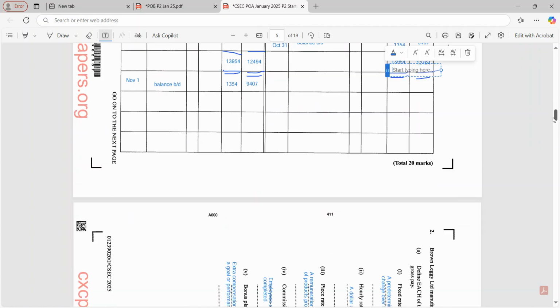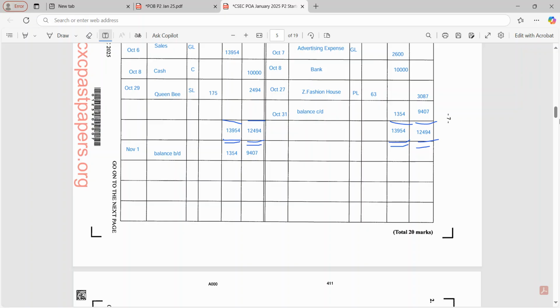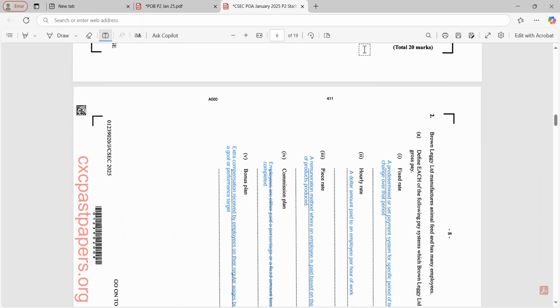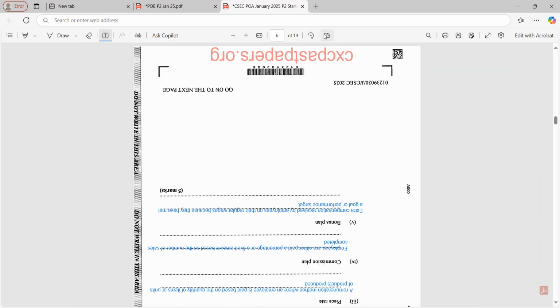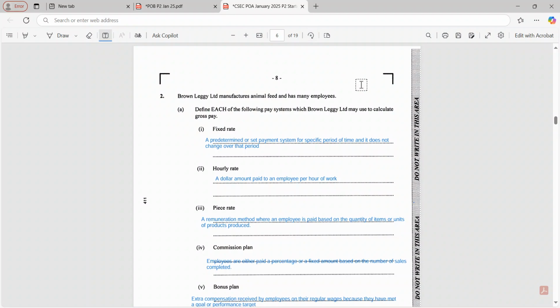All right, so that is the answer. That is how you balance off. And we move to question 2. Question 2 asks for some definition.